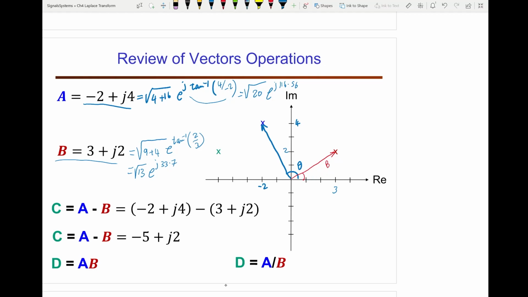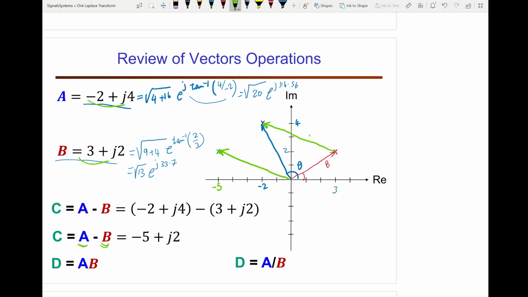Now, if I carry out this operation, A minus B, if I plug in for A its value here, and for B its value here, minus 2 minus 3, I get minus 5, and j4 minus j2, I get plus j2. And if I plot this vector, minus 5 is here, and 2 is here. So that will be this vector. Now I can get this vector graphically by connecting the head of vector B to the head of vector A. So that will be this one.